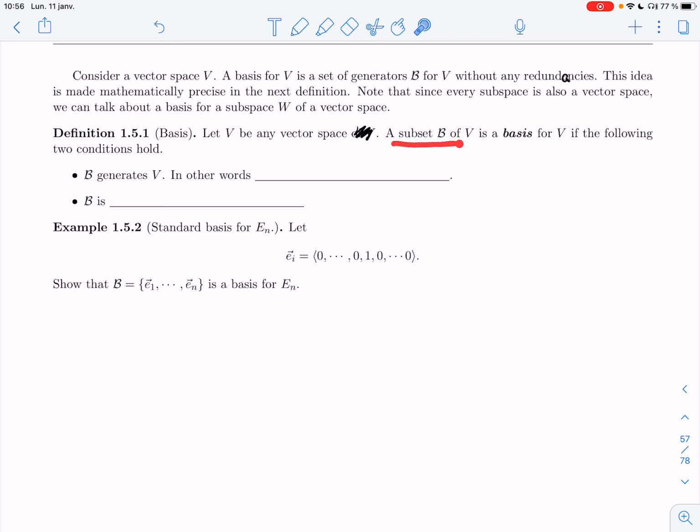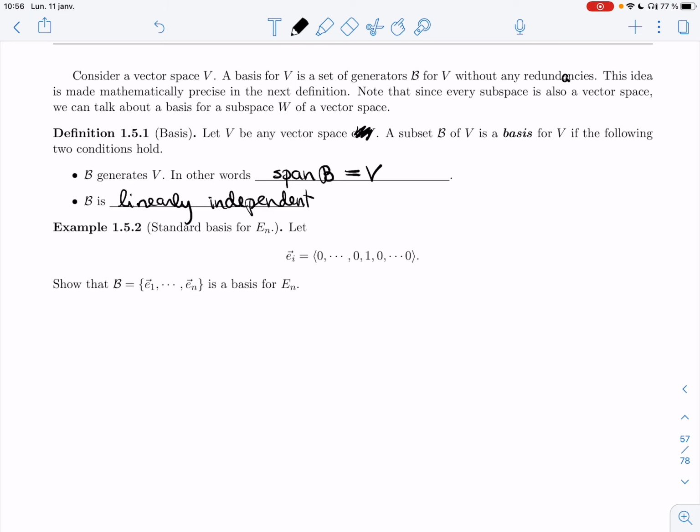A subset B of V is a basis for V if the following two conditions hold. First of all, B needs to be a set of generators, so the span of B should be all of V. And second, I don't want any redundancy, so I need B to be linearly independent.